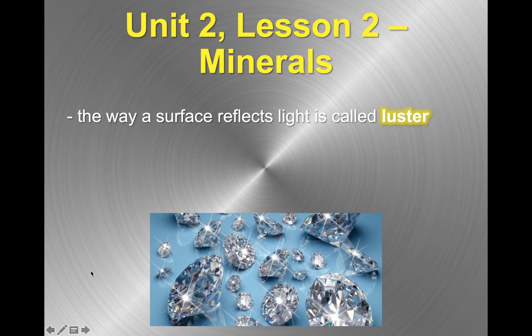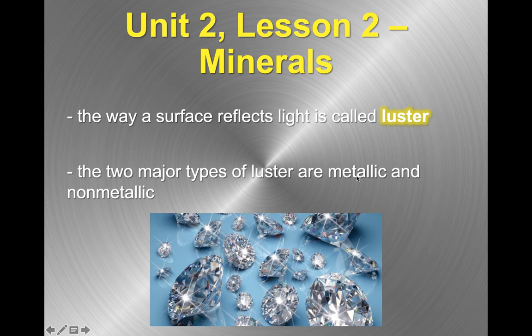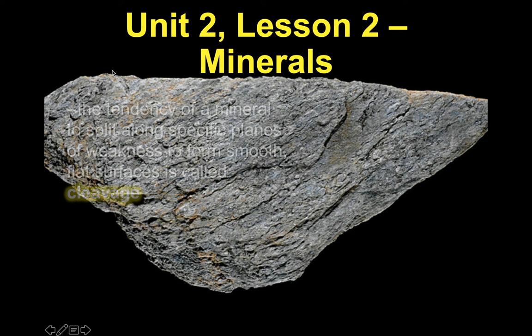The way that a mineral reflects light is its luster. These are obviously diamonds, so they have incredibly high luster. There are 2 types of luster. There's one called metallic, which would be like looking at a metal. Think of anything like silver, how it reflects back or shines back. And then there's non-metallic.